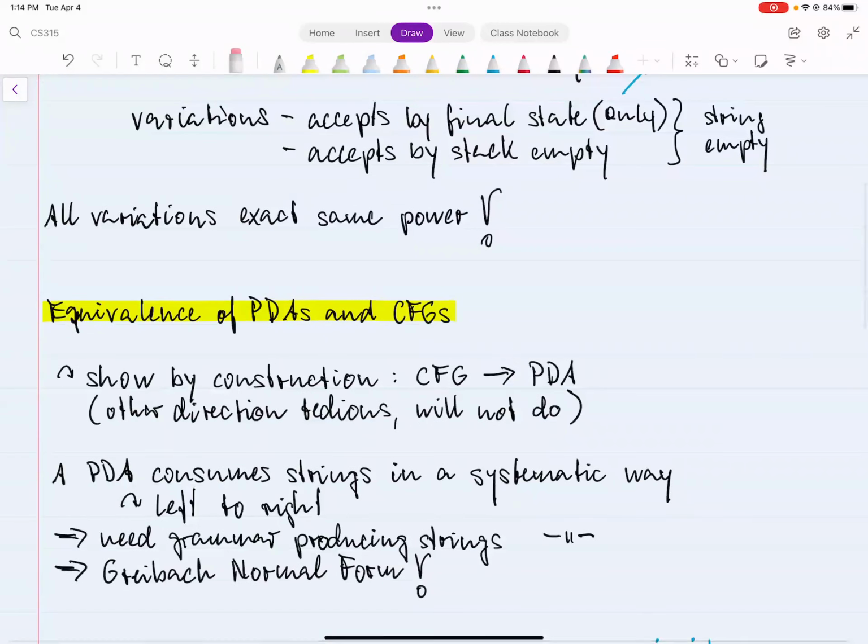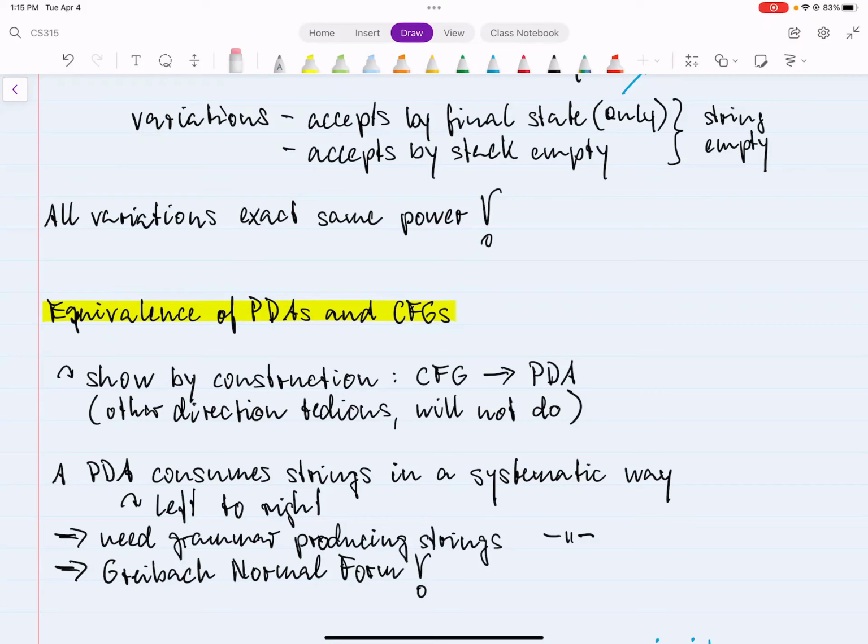So remember, PDAs consume strings in a systematic way: left to right, symbol after symbol is being consumed. If we want to have a chance to do the same thing in terms of grammars, we should have a grammar that is producing a string systematically from left to right. Fortunately, we have exactly that kind of grammar. It's a specific normal form, and the form is Greibach normal form.